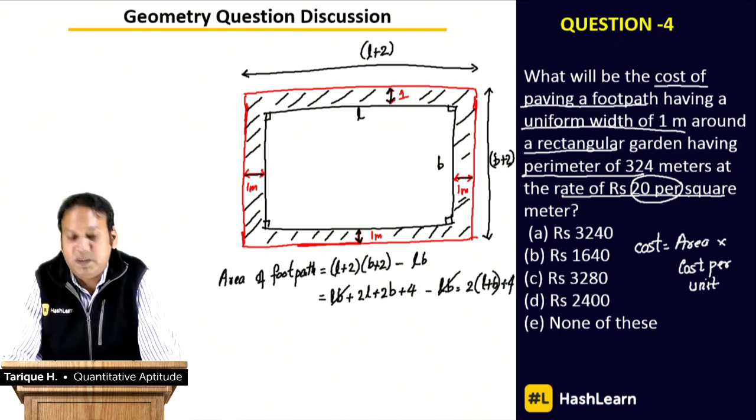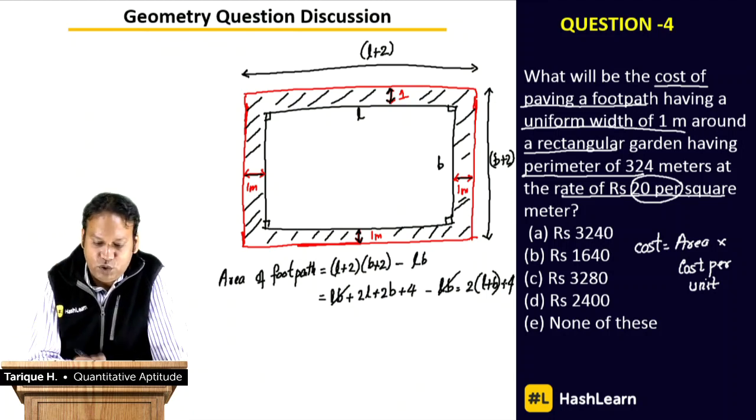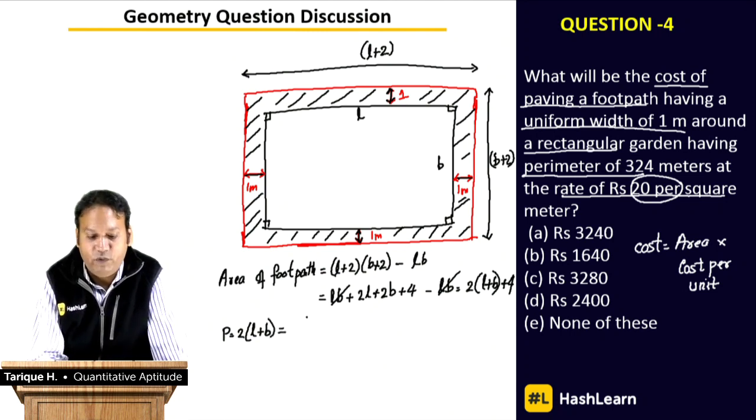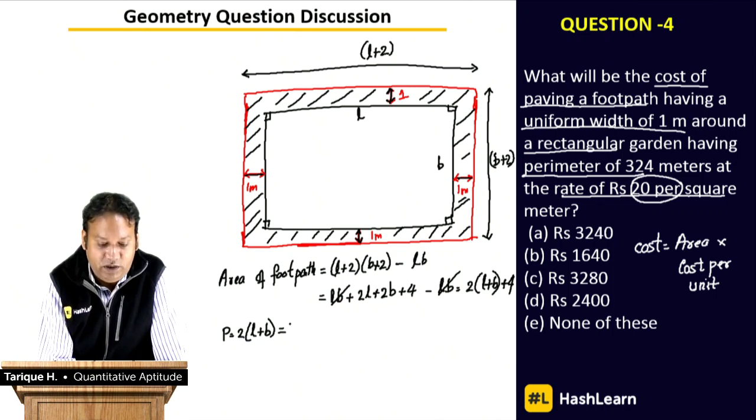2 times (L plus B) plus 4 is the area of the footpath, and out of this we know what 2 times (L plus B) is. Perimeter is equal to 2 times (L plus B). This is the formula for perimeter I gave you in the previous question, and the perimeter is given to us in the question here. Question number 4 gives you the perimeter is 324. So area of footpath is 324 plus 4, that is equal to 328.